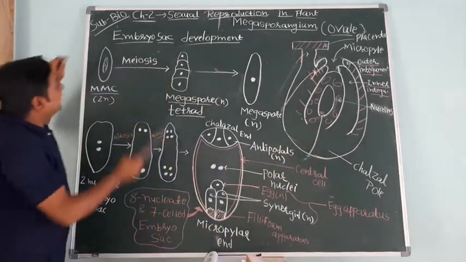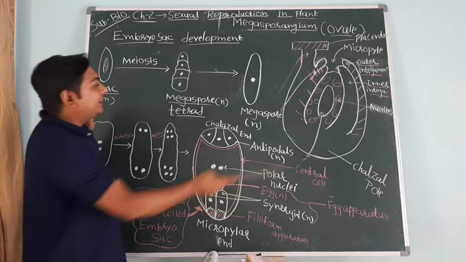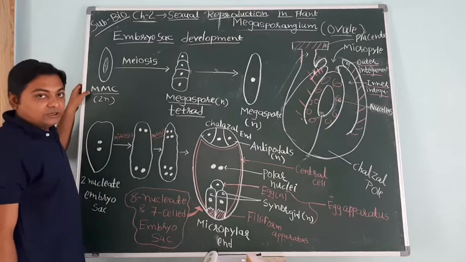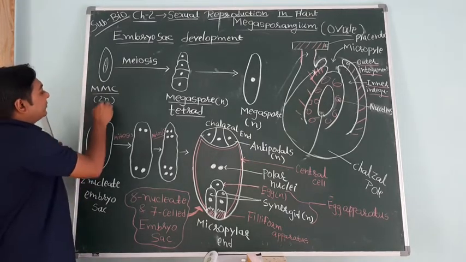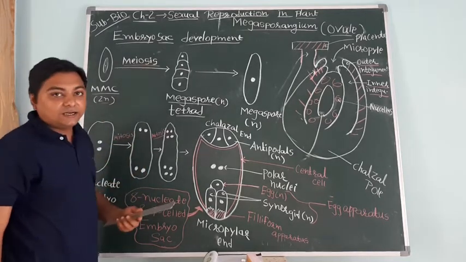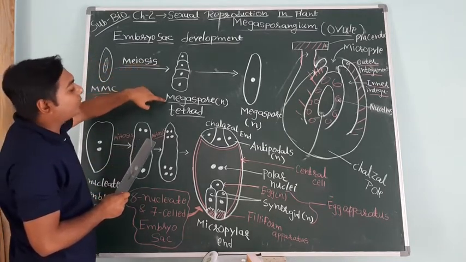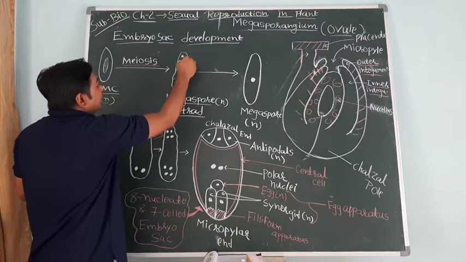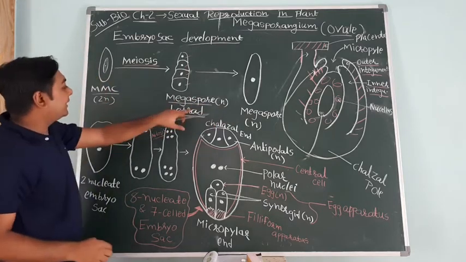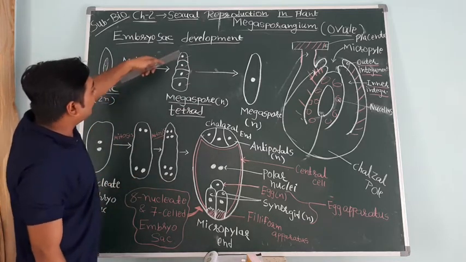So this is embryo sac development. All of you know that inside the nucellus there is a single MMC, megaspore mother cell, which is diploid and undergoes meiosis. Meiosis is a reductional division, and after meiosis the megaspore mother cell produces 4 haploid megaspores. This process of development of megaspores from the megaspore mother cell is known as megasporogenesis.